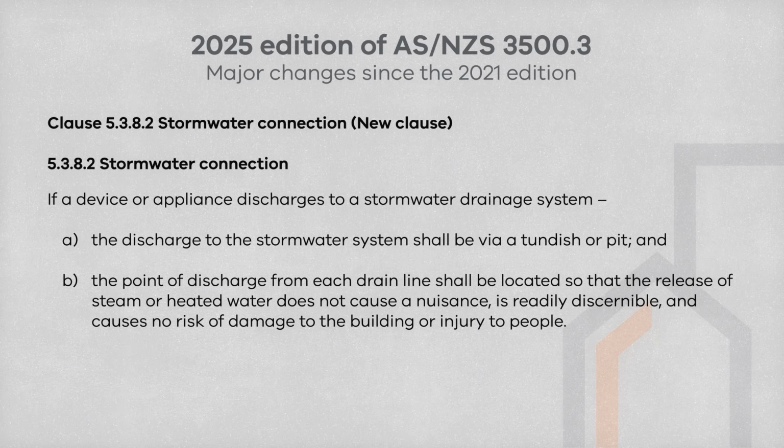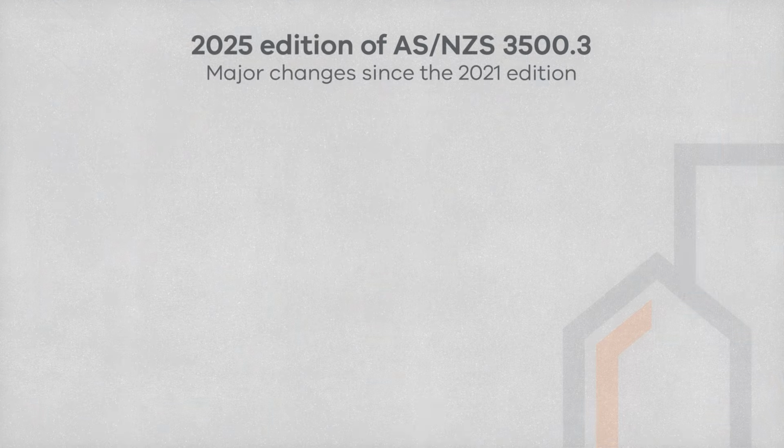Now, Part B goes a step further. It requires that the discharge point be positioned so that steam or heated water doesn't cause nuisance, is easily visible, and does not damage the building or harm anyone nearby. So in short, always discharge via a tundish or a pit and make sure the outlet is visible and safe.